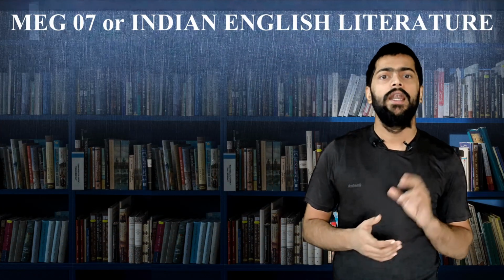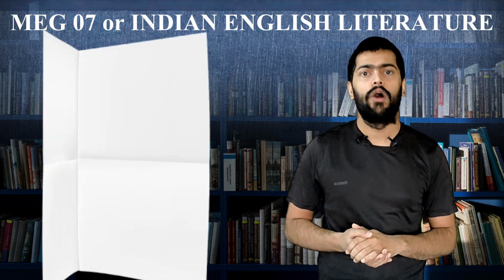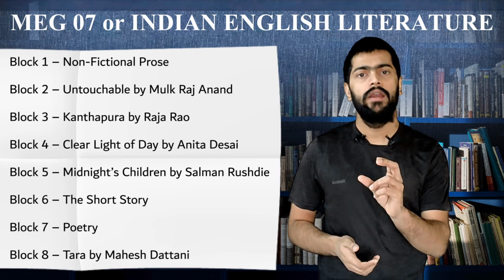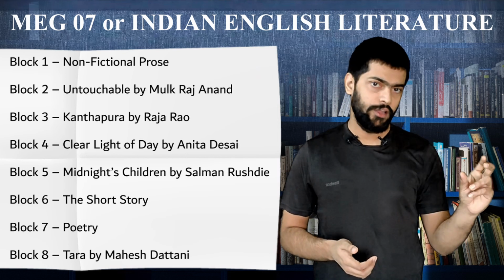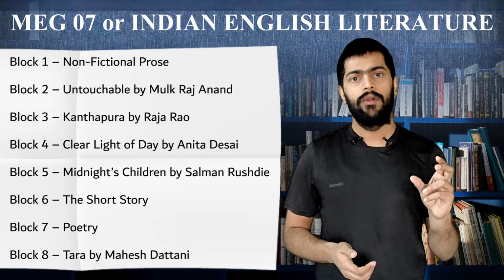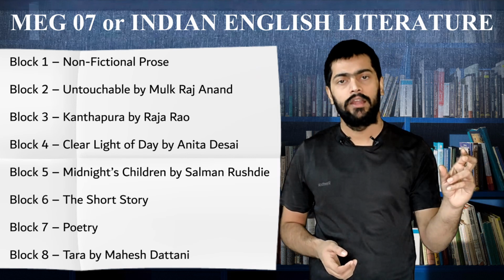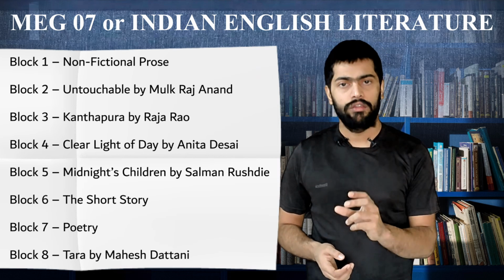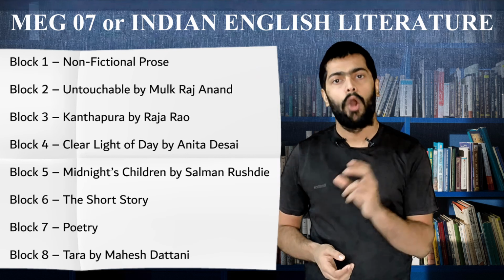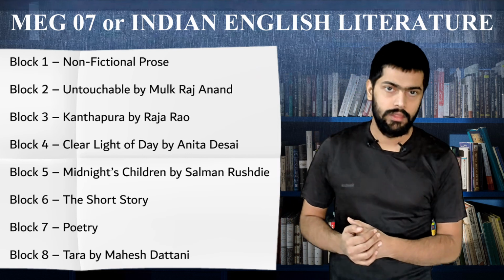So let's dive in. MEG 7 or Indian English Literature comprises 8 blocks. Here is a quick rundown of what you will be covering. Block 1, that is non-fictional prose. Block 2, Untouchable by Mulk Raj Anand. Block 3, Kanthapura by Raja Rao. Block 4, Clear Light of Day by Anita Desai. Block 5, Midnight's Children by Salman Rushdie. Block 6, The Short Story. Block 7, Poetry. Block 8, Tara by Mahesh Dattani.